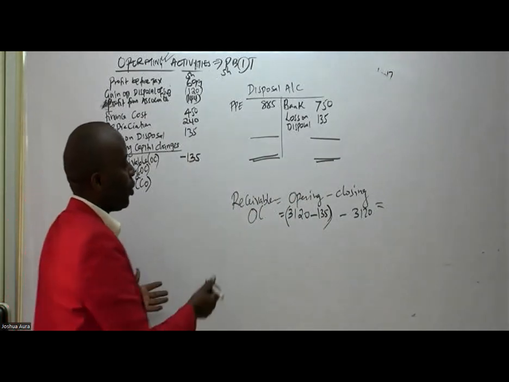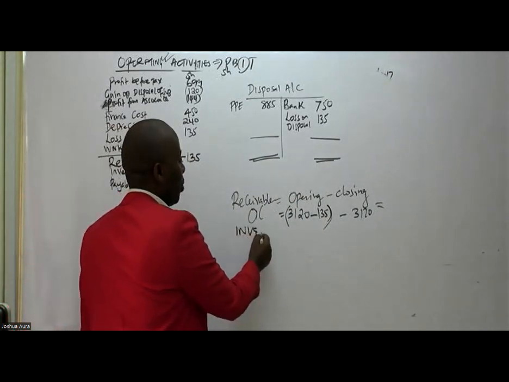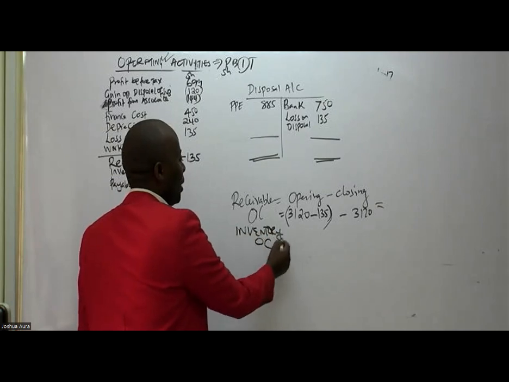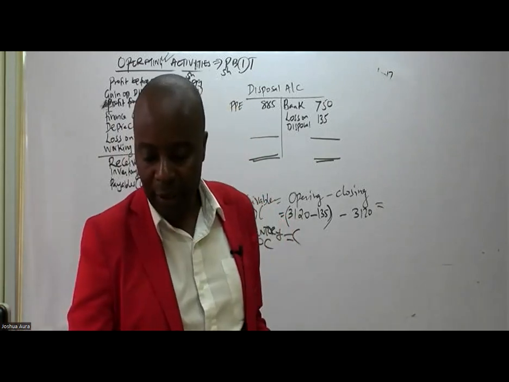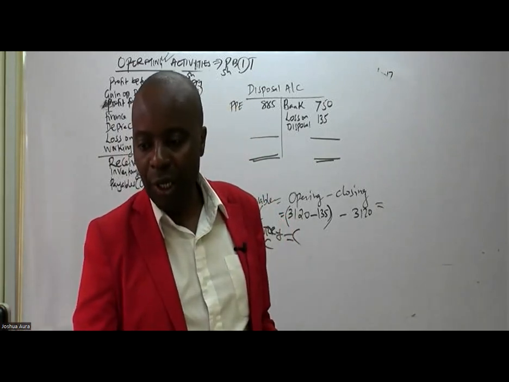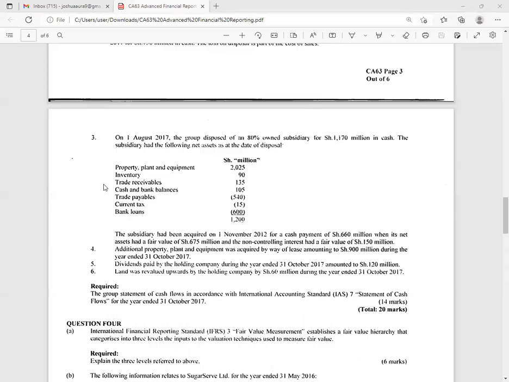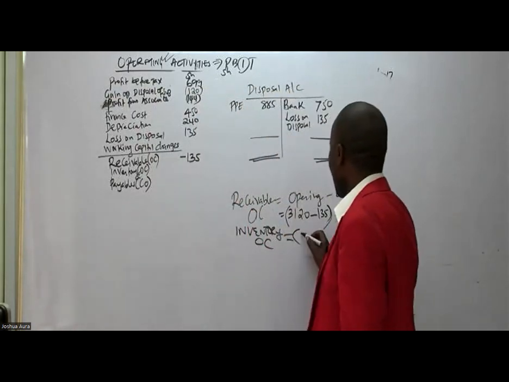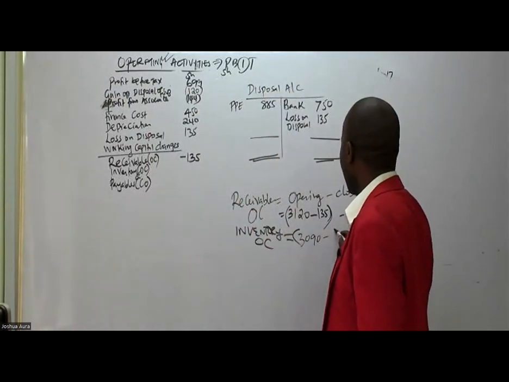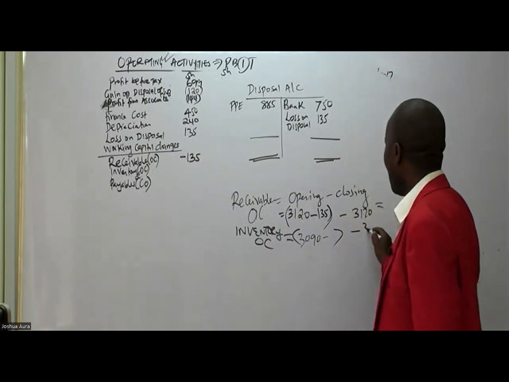And then we go to inventory and do the same. Inventory also, it is OC. Give us the opening. Opening is for last year, the end of last year. If I look at the balance sheet that I have, inventory is 3090 opening. It's OC, opening minus closing. So we have 3090 minus something, minus closing, which is 3900.